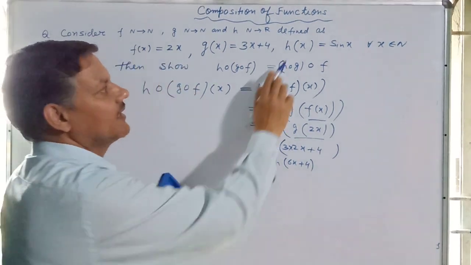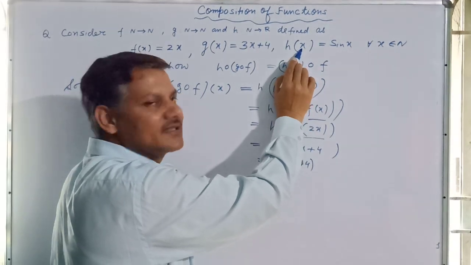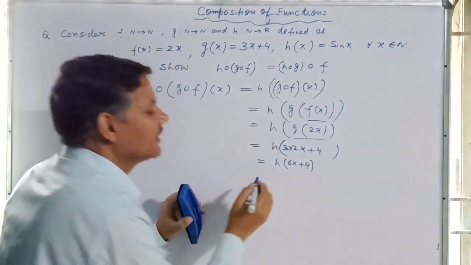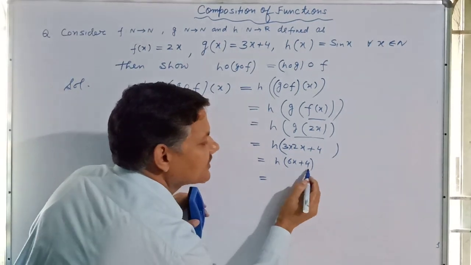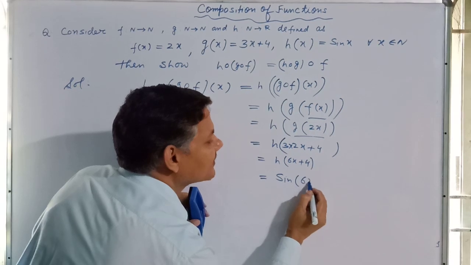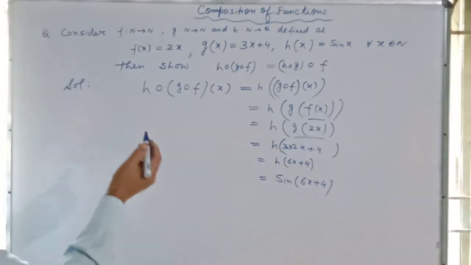Next function is h, and the nature of function h is that if x is an element, then the image of x becomes sin of x. So we write sin of 6x plus 4. This is the value of the left side.